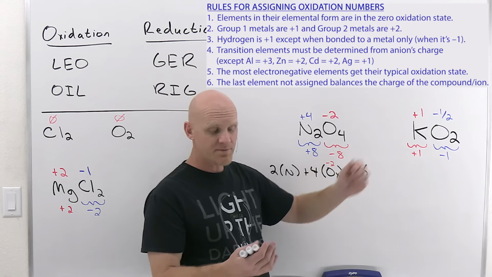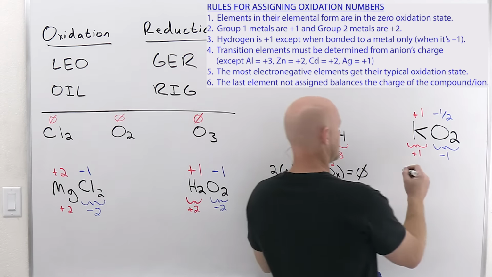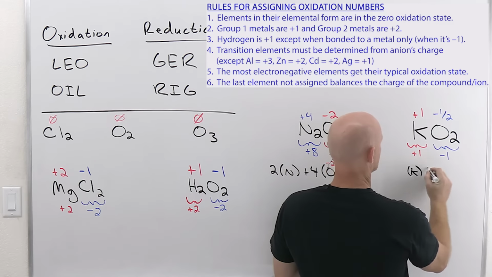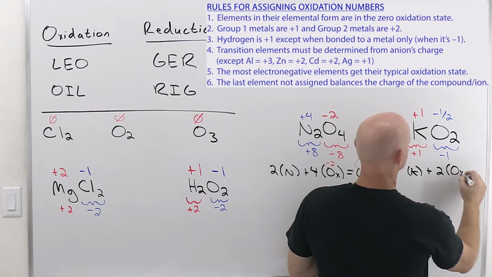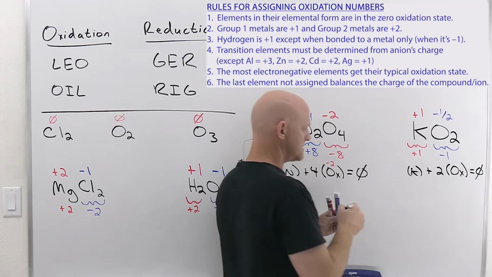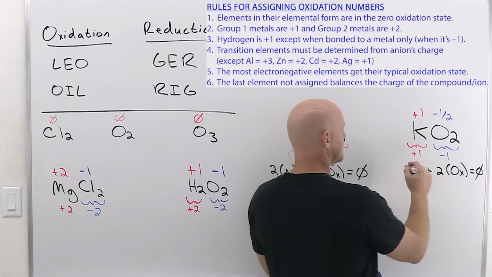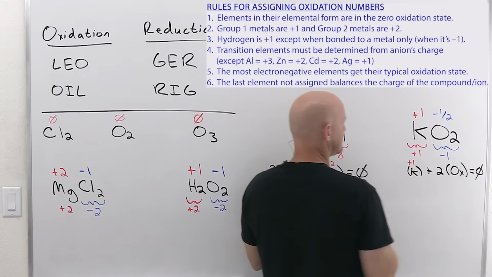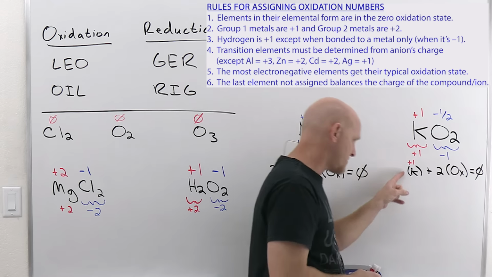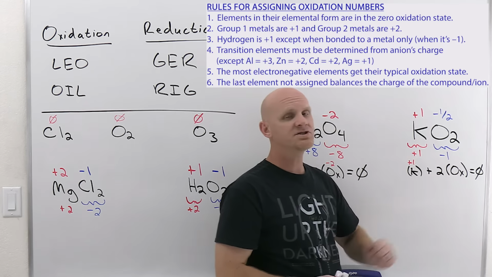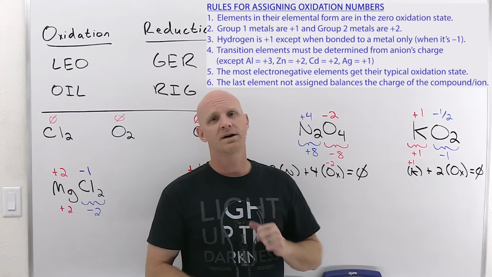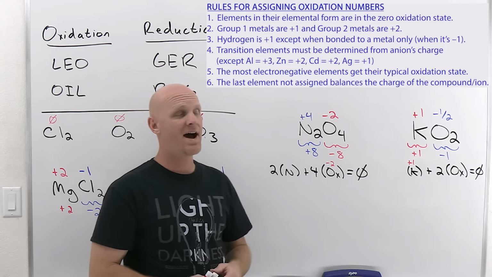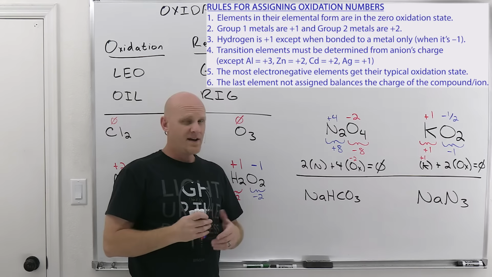Notice you also, again, could have made an algebra equation out of this. You could have said whatever potassium is plus 2 times whatever oxygen is adds up to 0. And then you would have substituted in that +1 for potassium. So you subtract it to the other side, and you would have had 2 times oxygen equals -1, and you divided by 2 and found out that oxygen is in the -1/2 oxidation state. All right, next 2 examples.